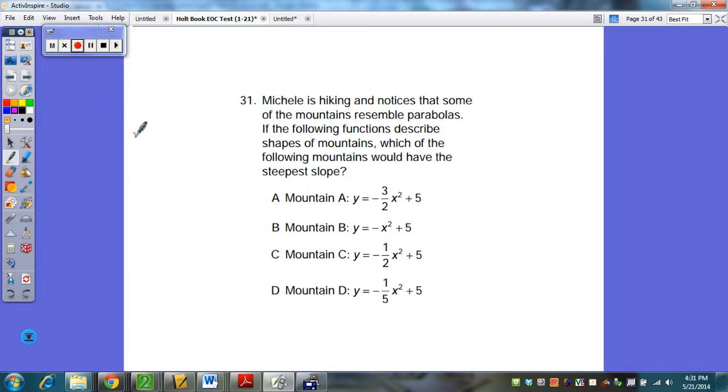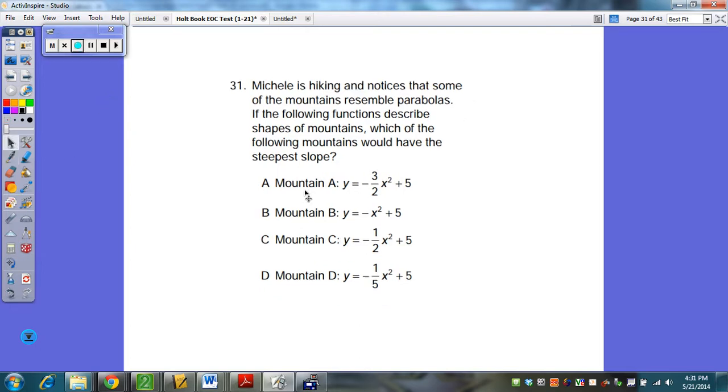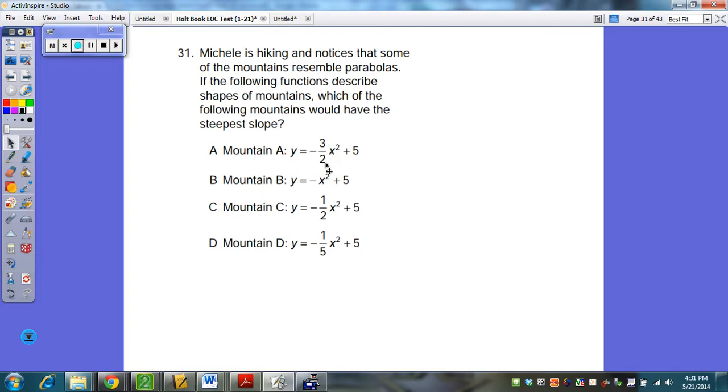Okay, 31. Which one has the steepest slope? I have a slope of 3/2, slope of 1, 1/2, and 1/5. That is just recognizing that the largest of all of those numbers right here is A.